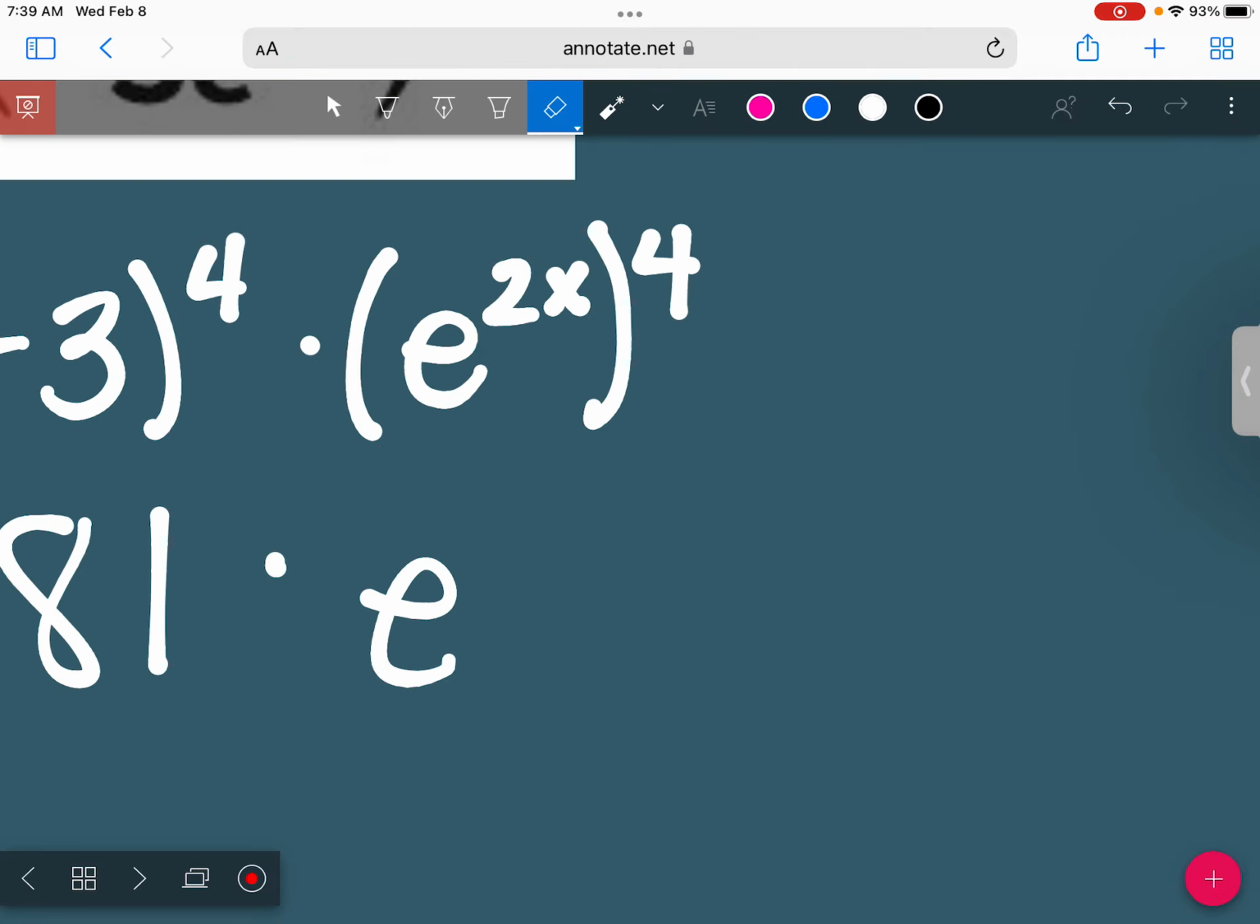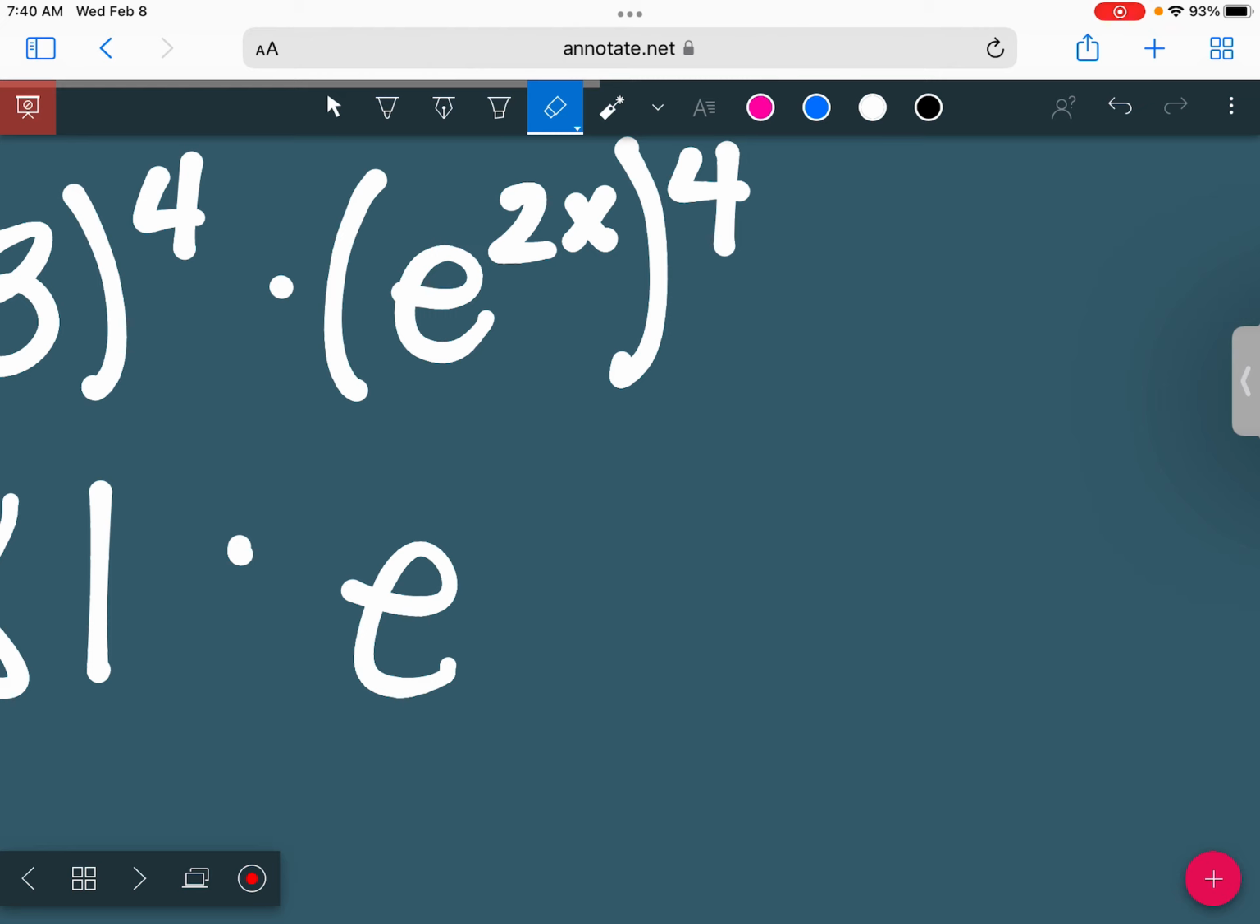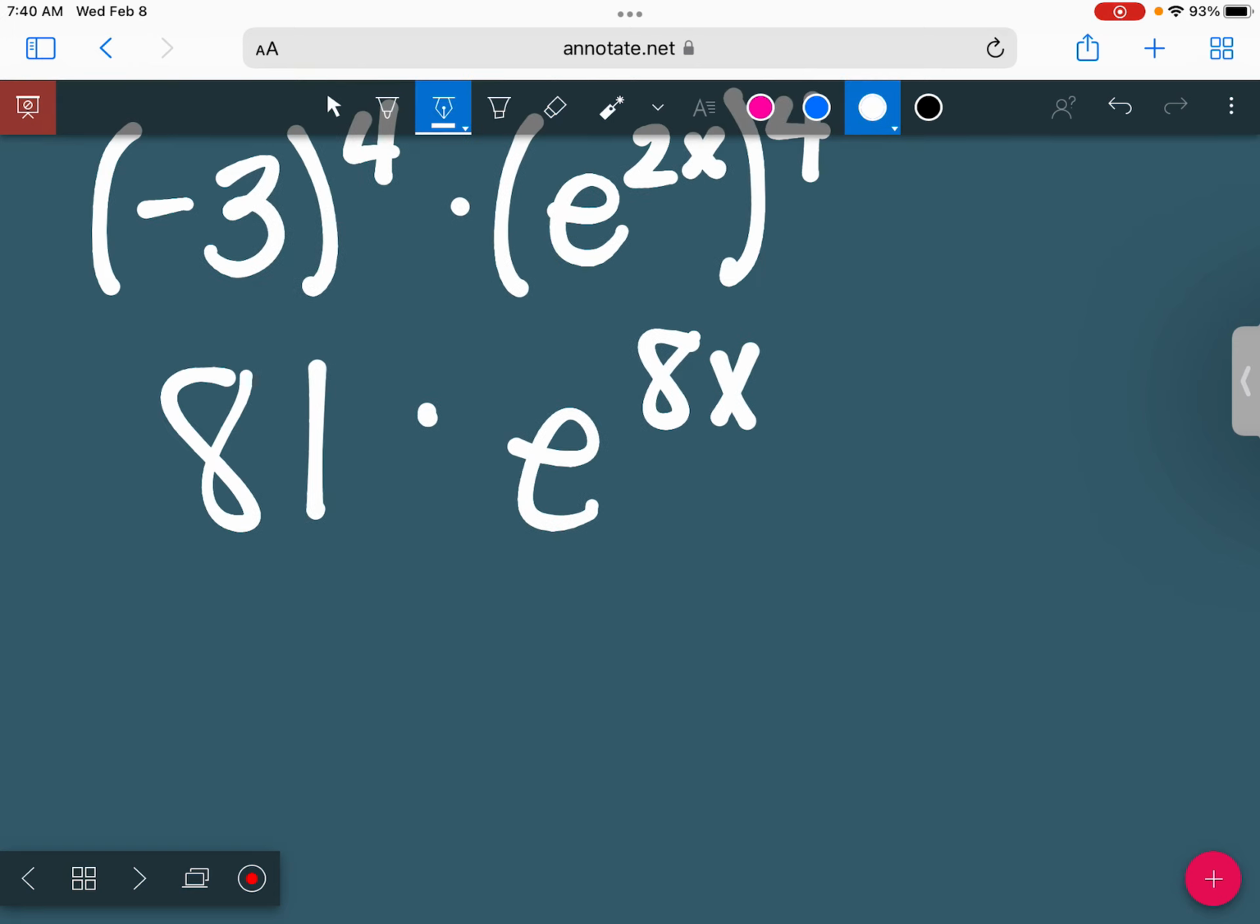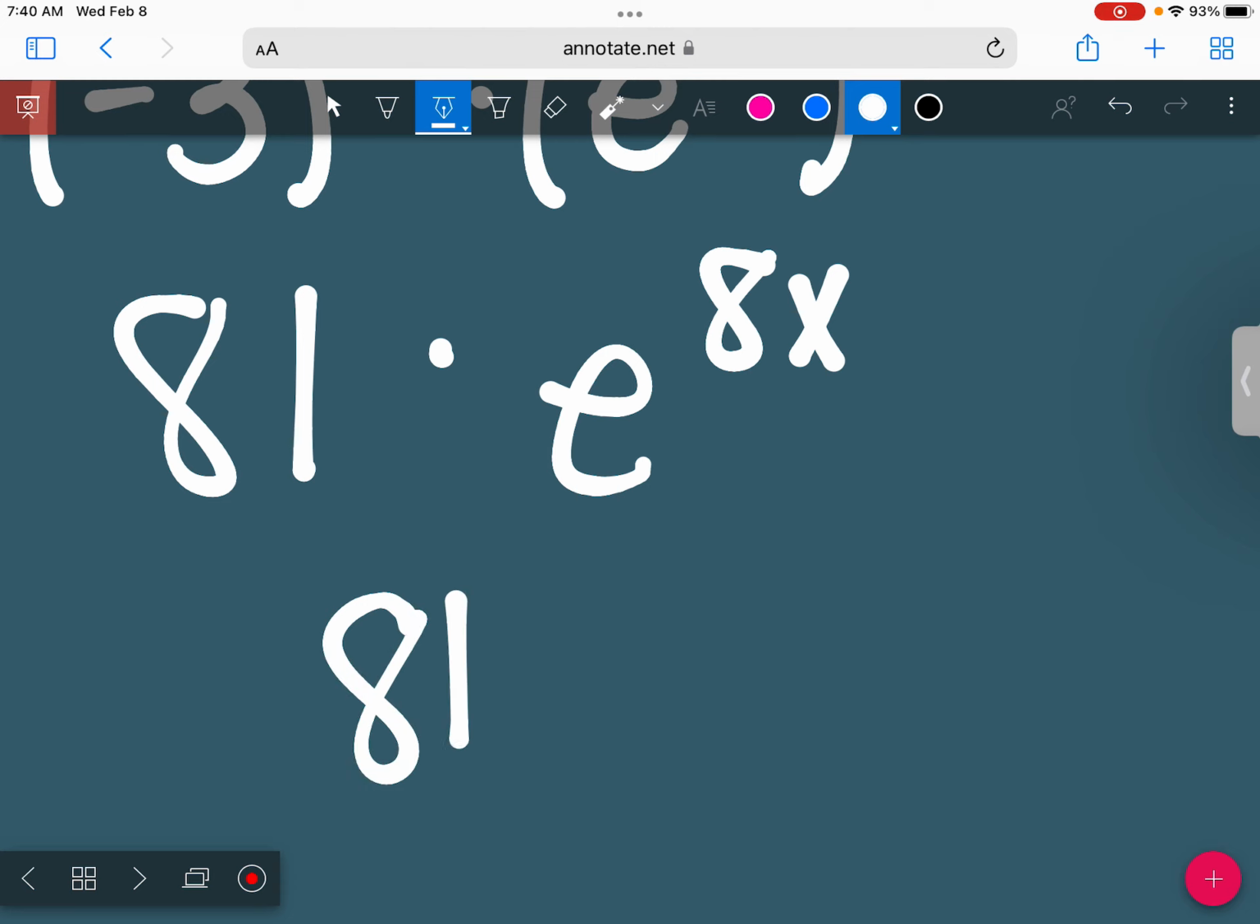Okay. So then e to the 2x raised to the 4th power, what do we do when we raise an exponent to an exponent? Multiply them. So 2x times 4 is 8x. And then we just put these back right next to each other. All right, and that's our final answer. Does that make sense? For the most part? Good.